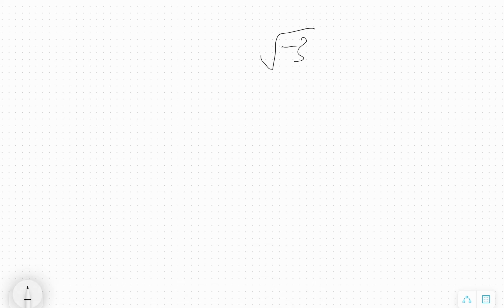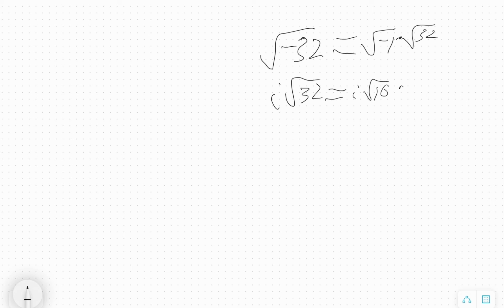Okay, we're going to do one last problem, and that's it. Let's do the square root of negative 32. I'm going to go fast for this one. This can be rewritten as the square root of negative 1 times the square root of 32. Square root of negative 1 is I, root 32. Root 32 can be rewritten as root 16 times root 2. The square root of 16 is 4, so we have 4i, and then the square root of 2 didn't go away. We still have the square root of 2. 4i square root of 2.